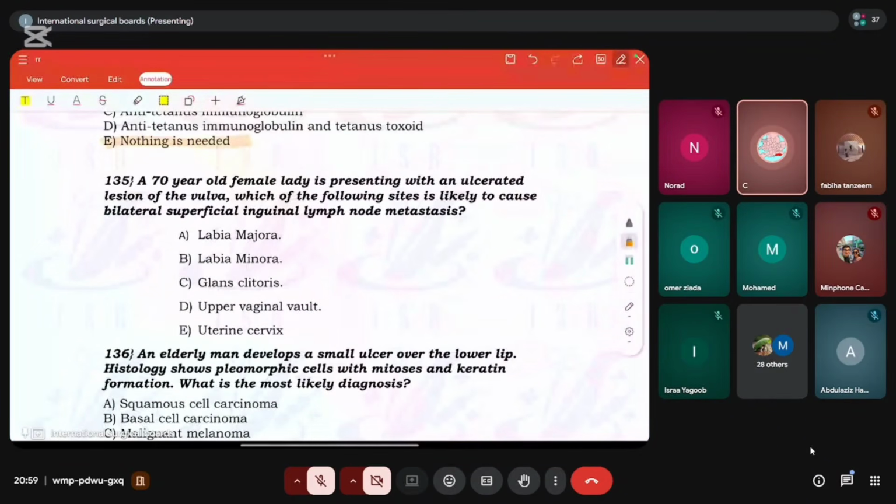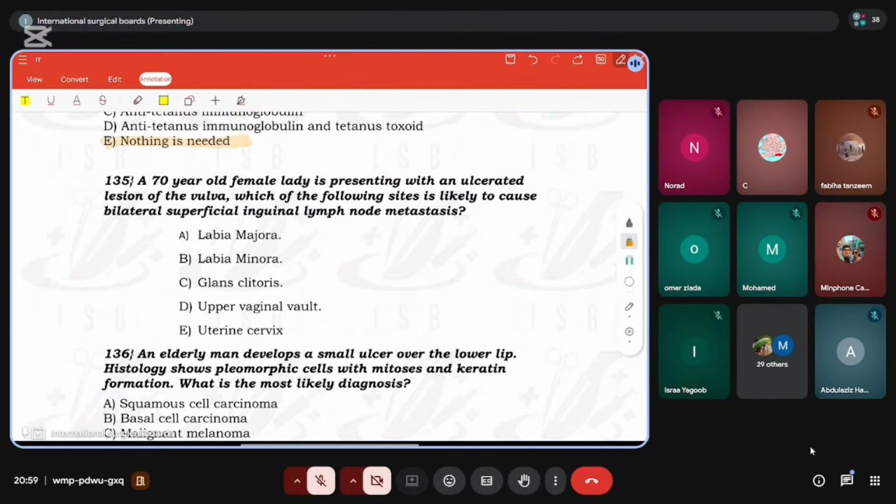A 70-year-old lady presented with an ulcerated lesion of the vulva. Which of the following sites is likely to cause bilateral superficial inguinal lymph node metastases? This one is just a guess. I think I remember it being like B, maybe, but I can't remember why. That's correct. It's labia minora.